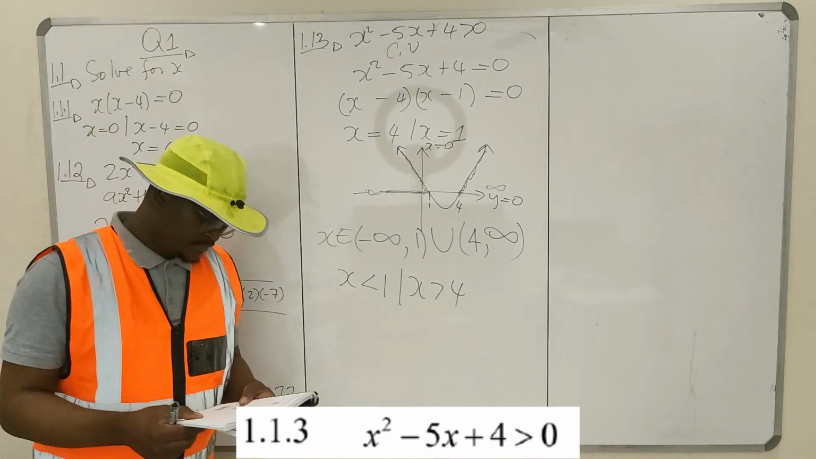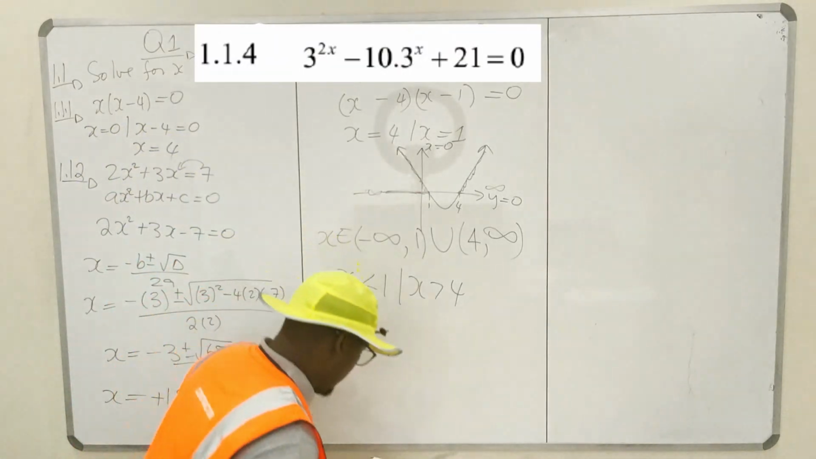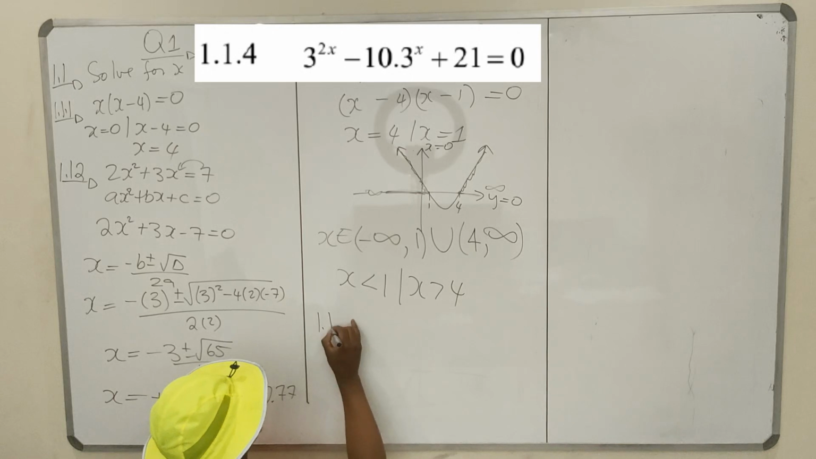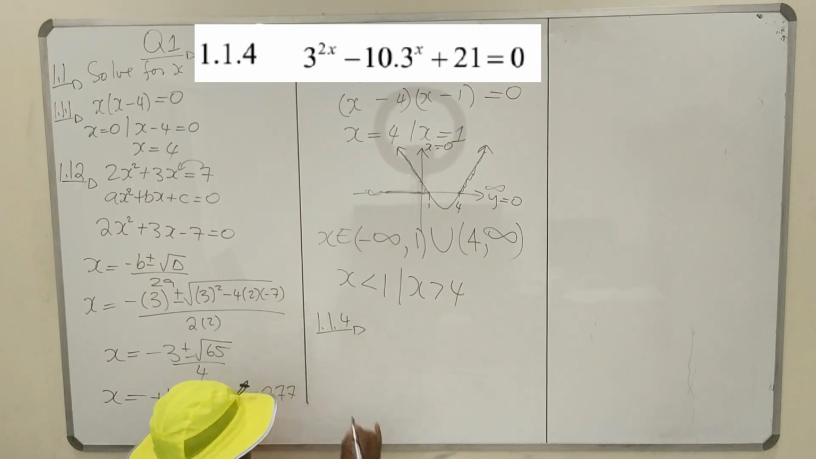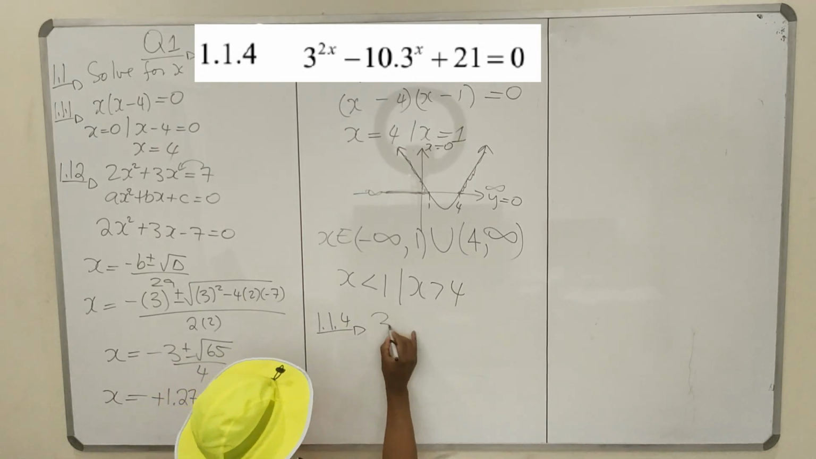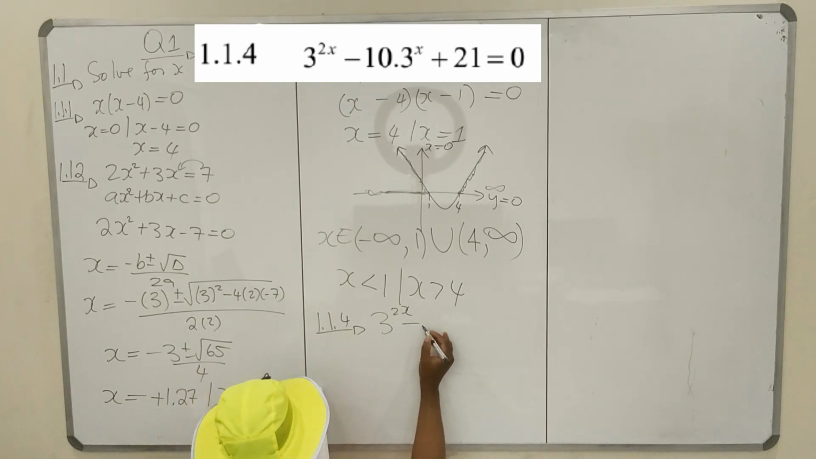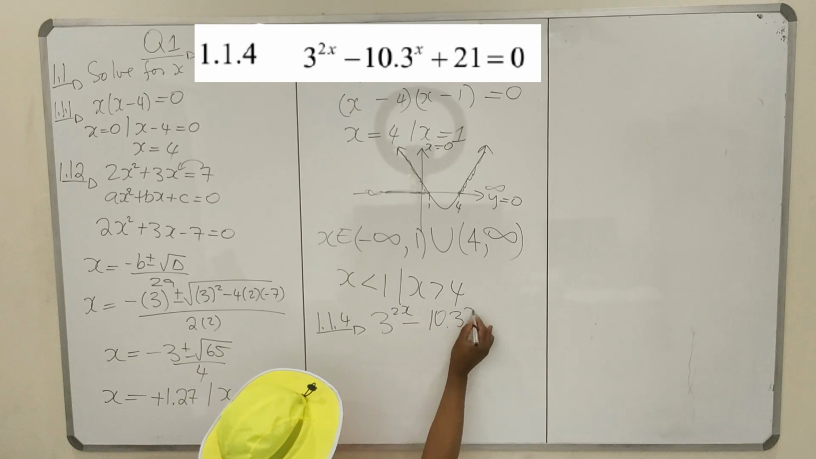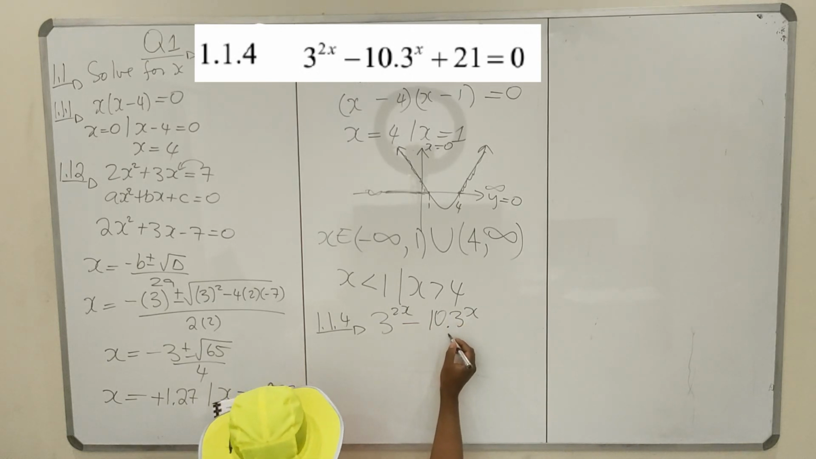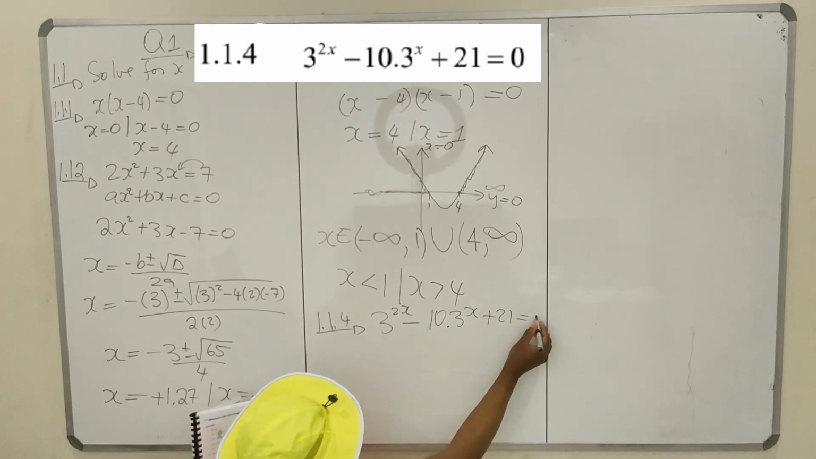So we move to 1.1.4. What did they give us? They gave us 3 raised to x minus 10 times 3 raised to x plus 21 is equal to 0.